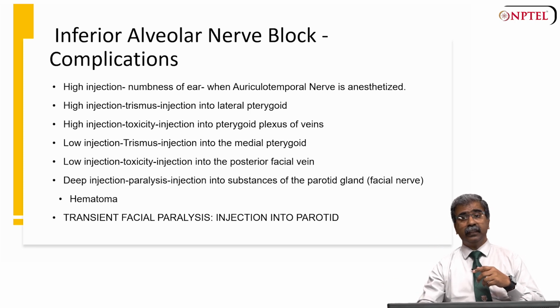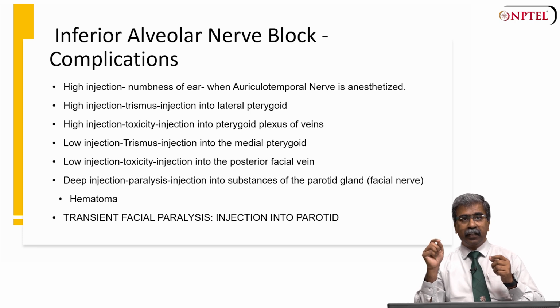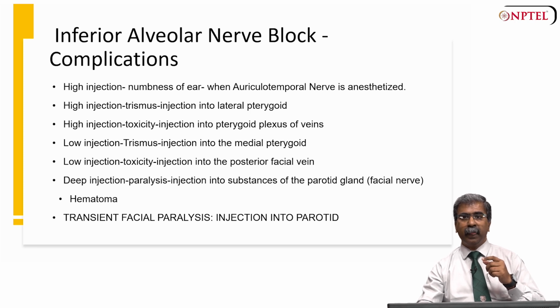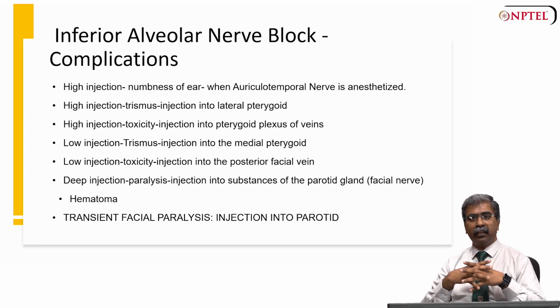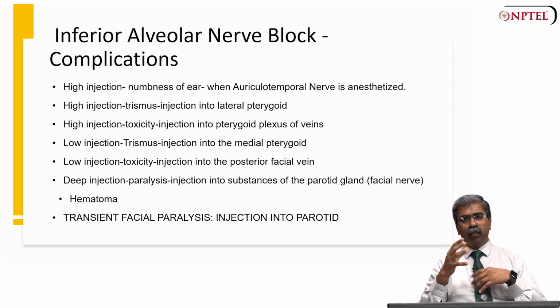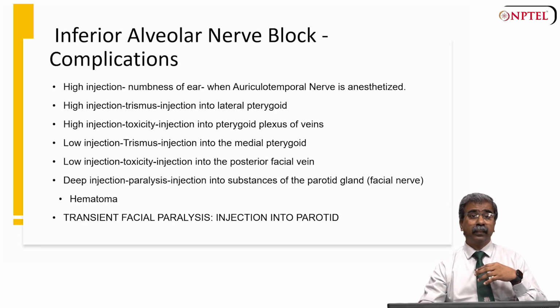And in case it is a low injection, injection into the medial pterygoid can lead to trismus, and injection into the posterior facial vein can lead to similar toxicity issues, as anesthetic may enter the venous circulation. And what if there is a deep injection complication?